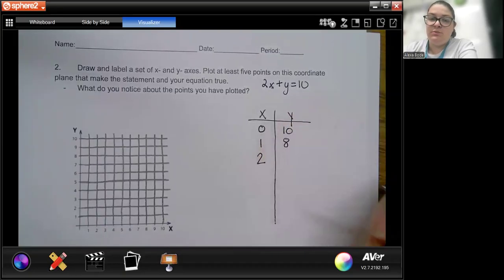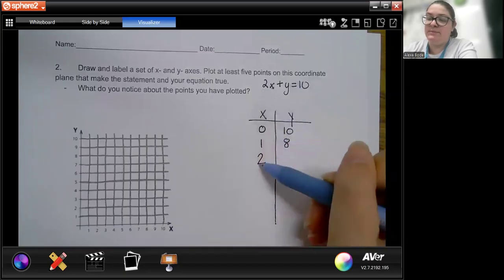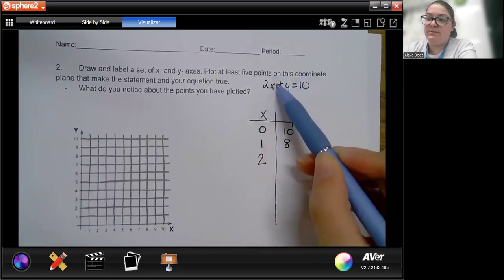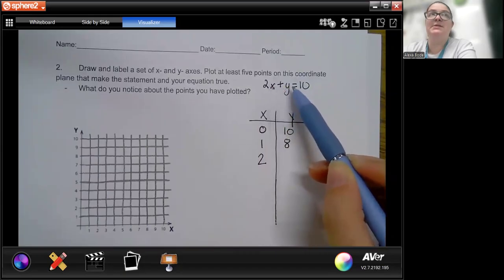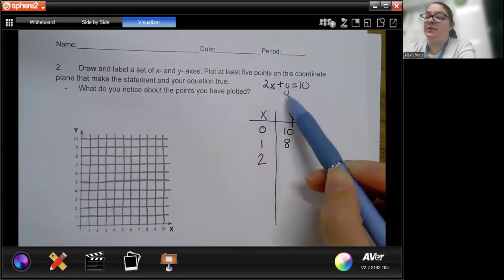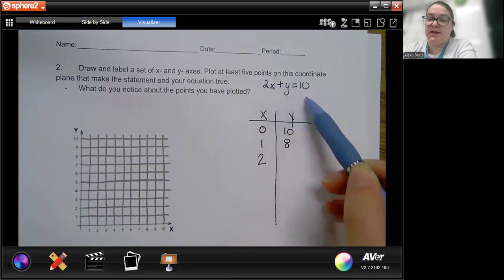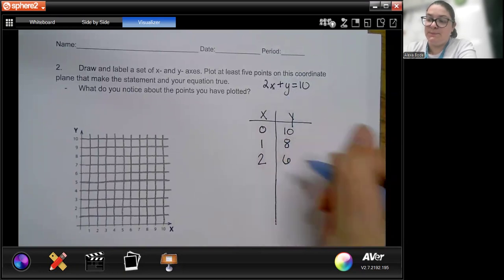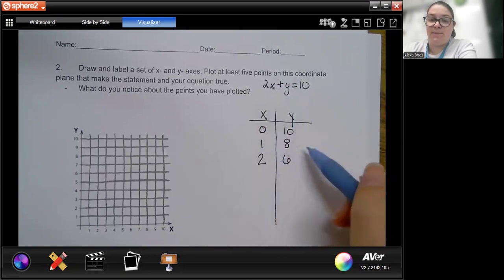Again, 2 for our x, 2 times 2. 2 times 2 is 4. 4 plus something is 10. 4 plus 6 is 10. So this is going to be 6. You'll start seeing a pattern.